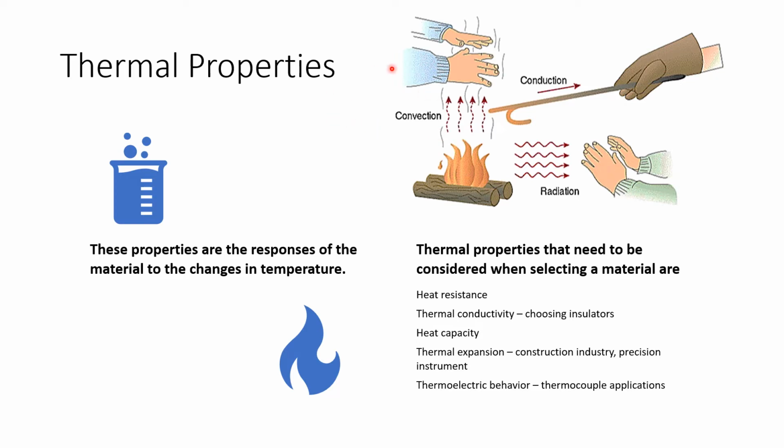But when we feel at our system level, this is what we usually see and feel: radiation, and then conduction going through a medium, here in this case, the iron pole. So we'll take a look at heat resistance and thermal conductivity. We're looking at all these properties at our level: heat capacity, thermal expansion, and thermoelectric behavior.